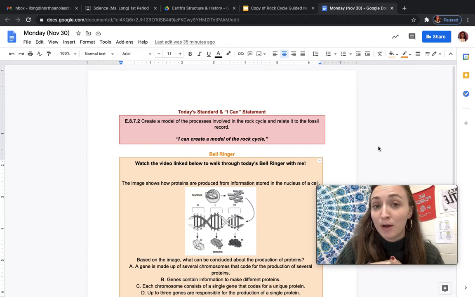Okay, so you just did your bell ringer, and now we're going to move on to our direct instruction. So pull up your guided notes, and what are we going to talk about today? Today it says, I can create a model of the rock cycle.